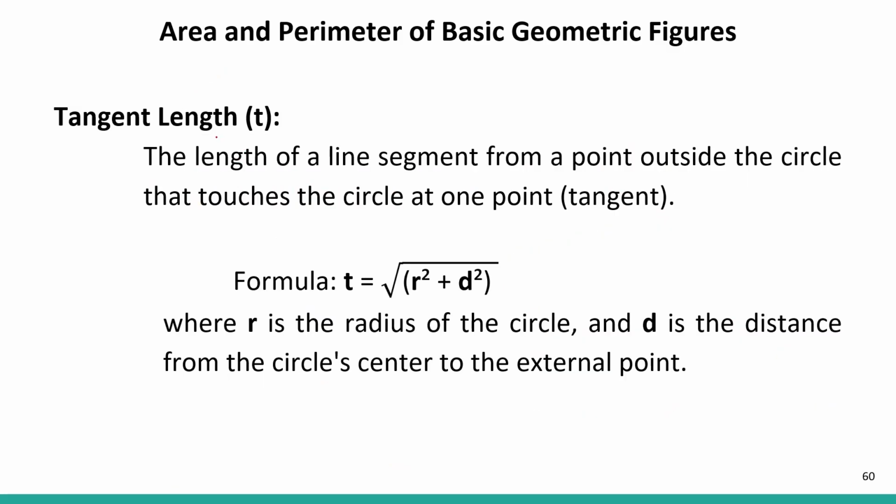So let's try to see what tangent length is. The length of the line segment from a point outside the circle that touches the circle at one point is called the tangent length. Okay, so the formula is T is equal to square root of r square plus d square, where r is the radius of the circle and d is the distance from the circle center to the external point.